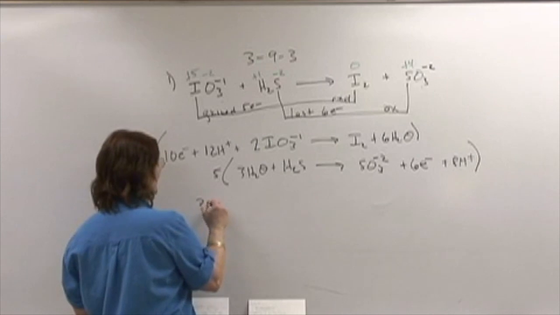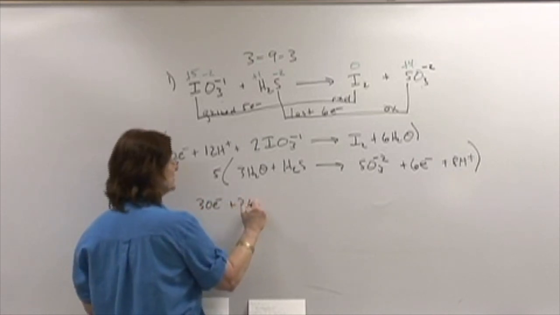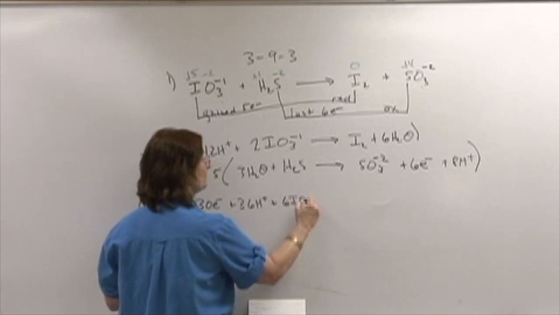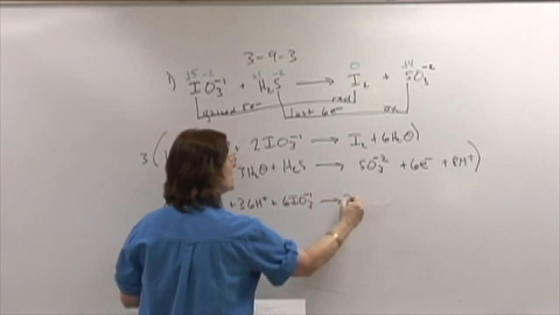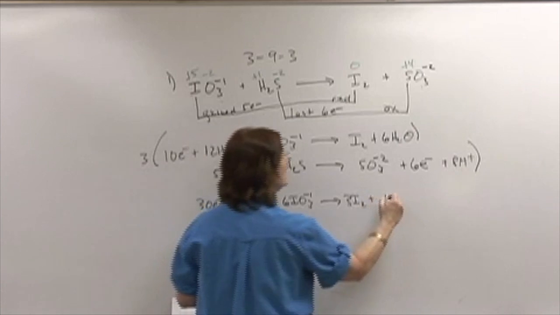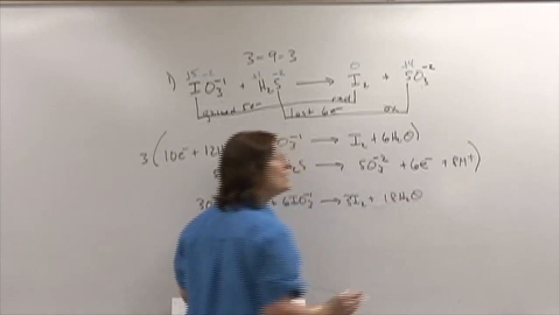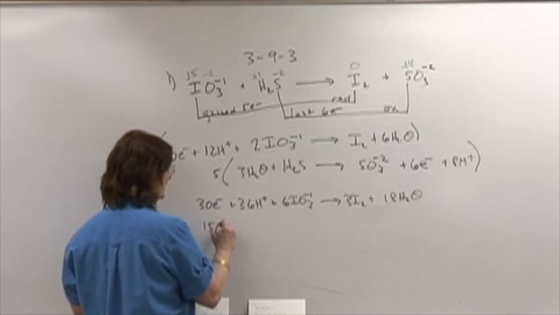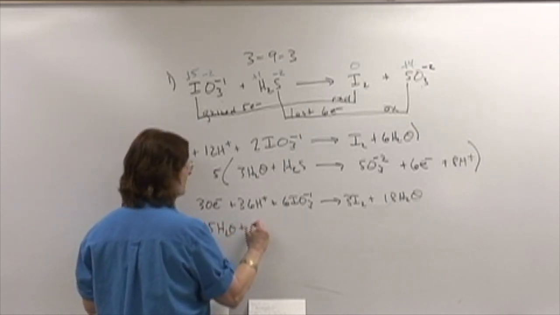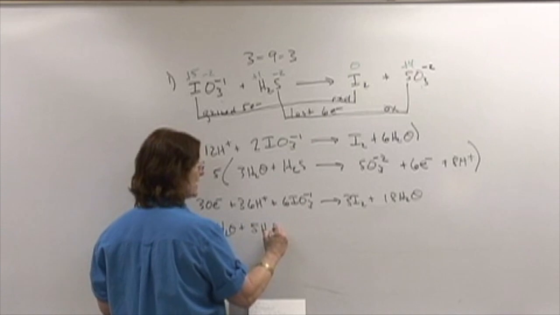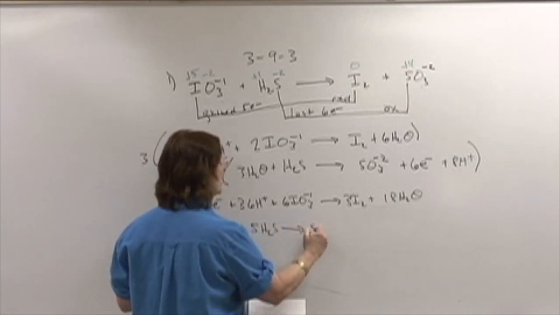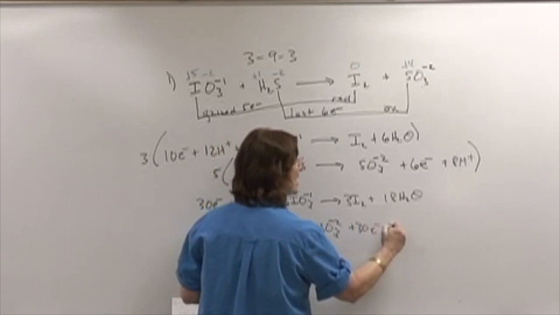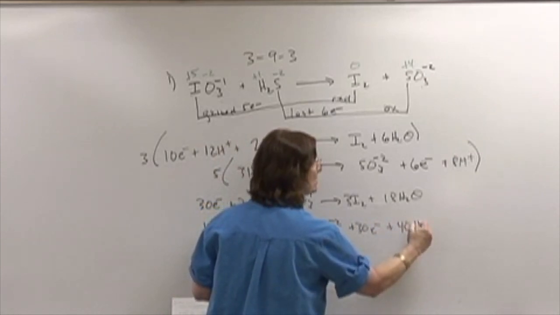We have 30 electrons and 36 hydrogen ions and 6 iodates. And we get 3 iodines and 18 waters for the first half reaction. Then I have 15 waters and 5 hydrosulfuric acids. I get 5 sulfites, 30 electrons, and 40 hydrogen ions.